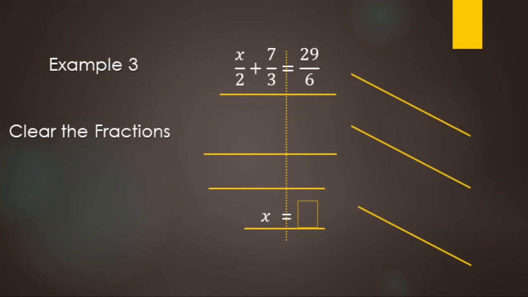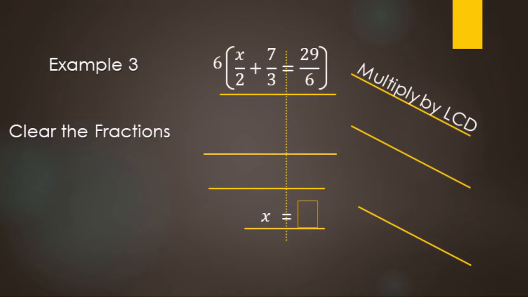So here we go. With this one, we do need to identify the least common denominator between over 2, over 3, and over 6. That least common denominator is 6. So we're going to multiply the whole thing, both sides, all three terms, by 6. So it's going to look like this.